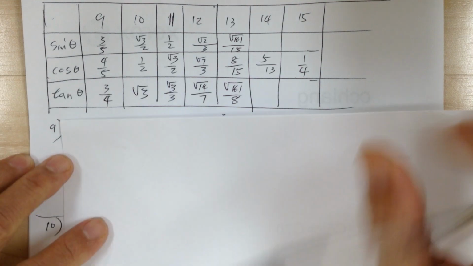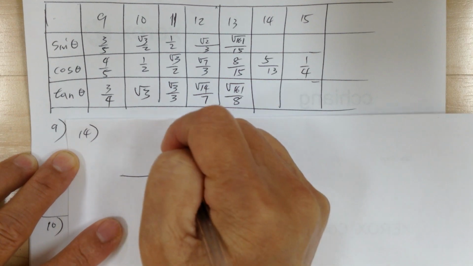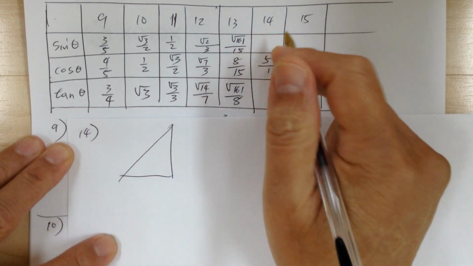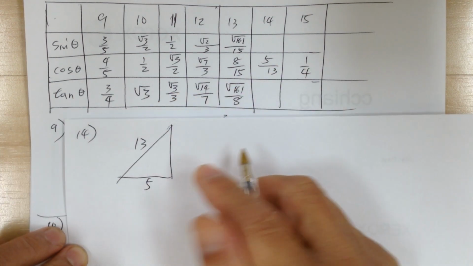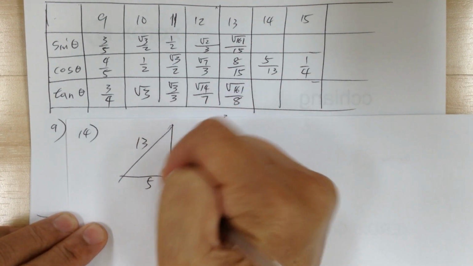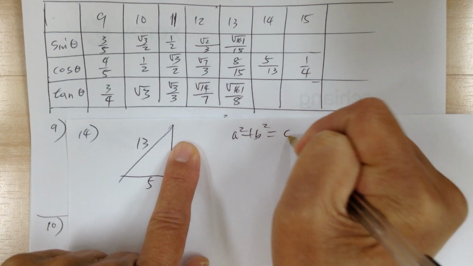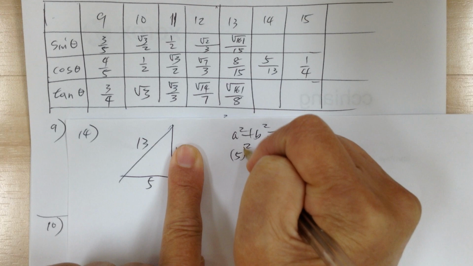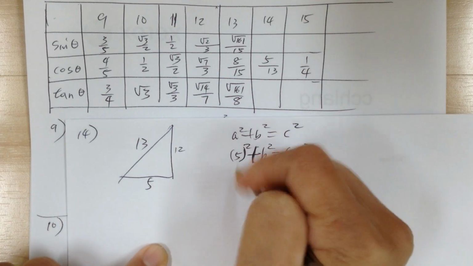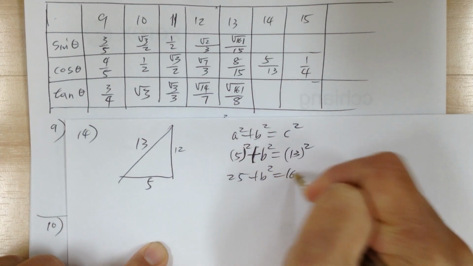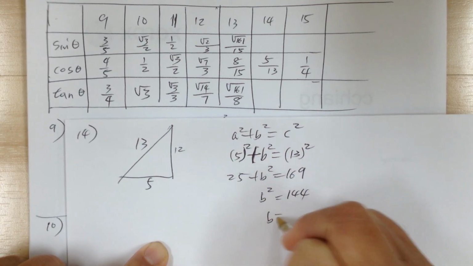Okay, number 14. So cosine is the adjacent over hypotenuse, would be 5 over 13. So this will give you this. You can use your Pythagorean theorem. So this is your special triples, will be 5, 12, 13. If you don't know that, you can use your Pythagorean theorem. So A equal to 5. B you don't know. C is 13. So you got 25 plus B squared equal to 169. So B squared equal to 144. So B equal to 12.